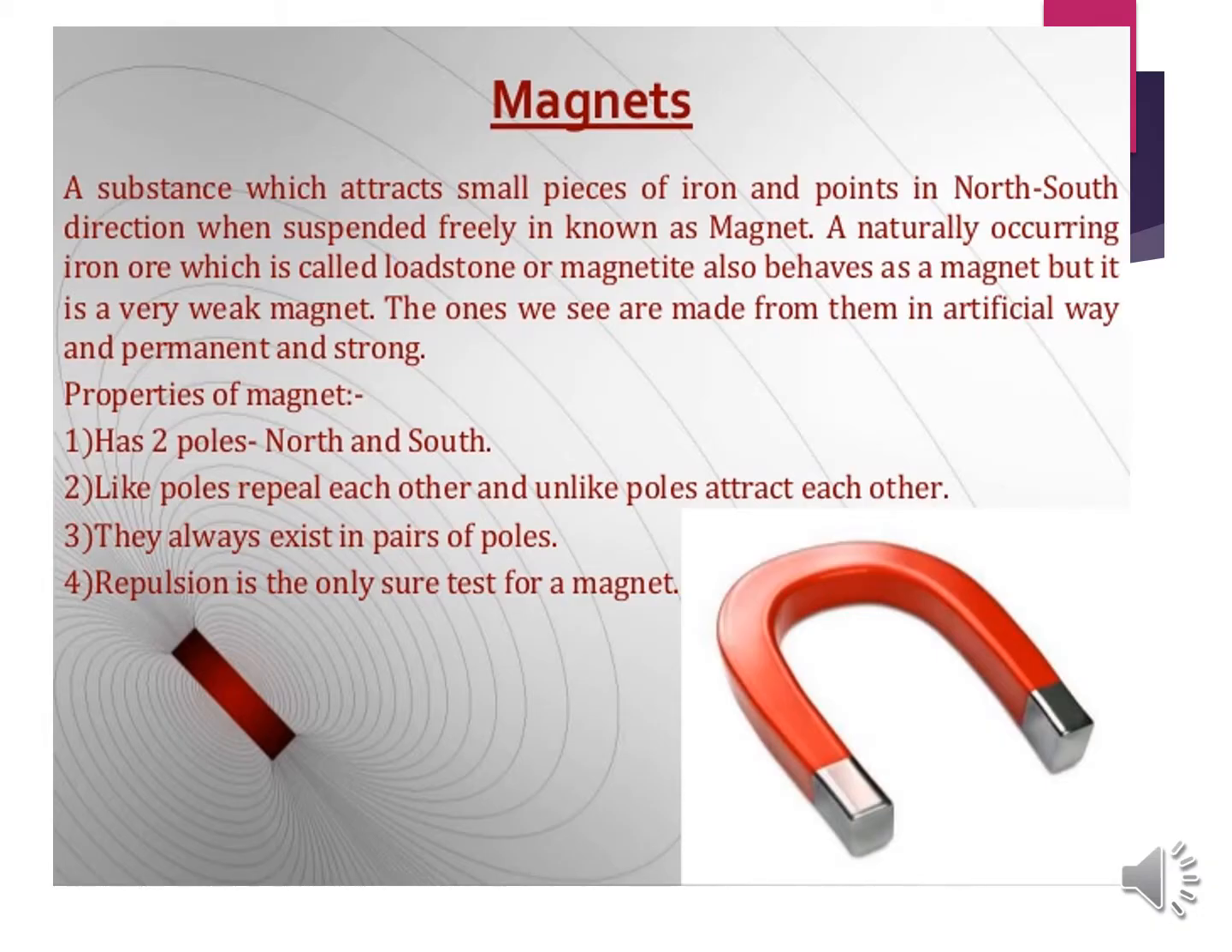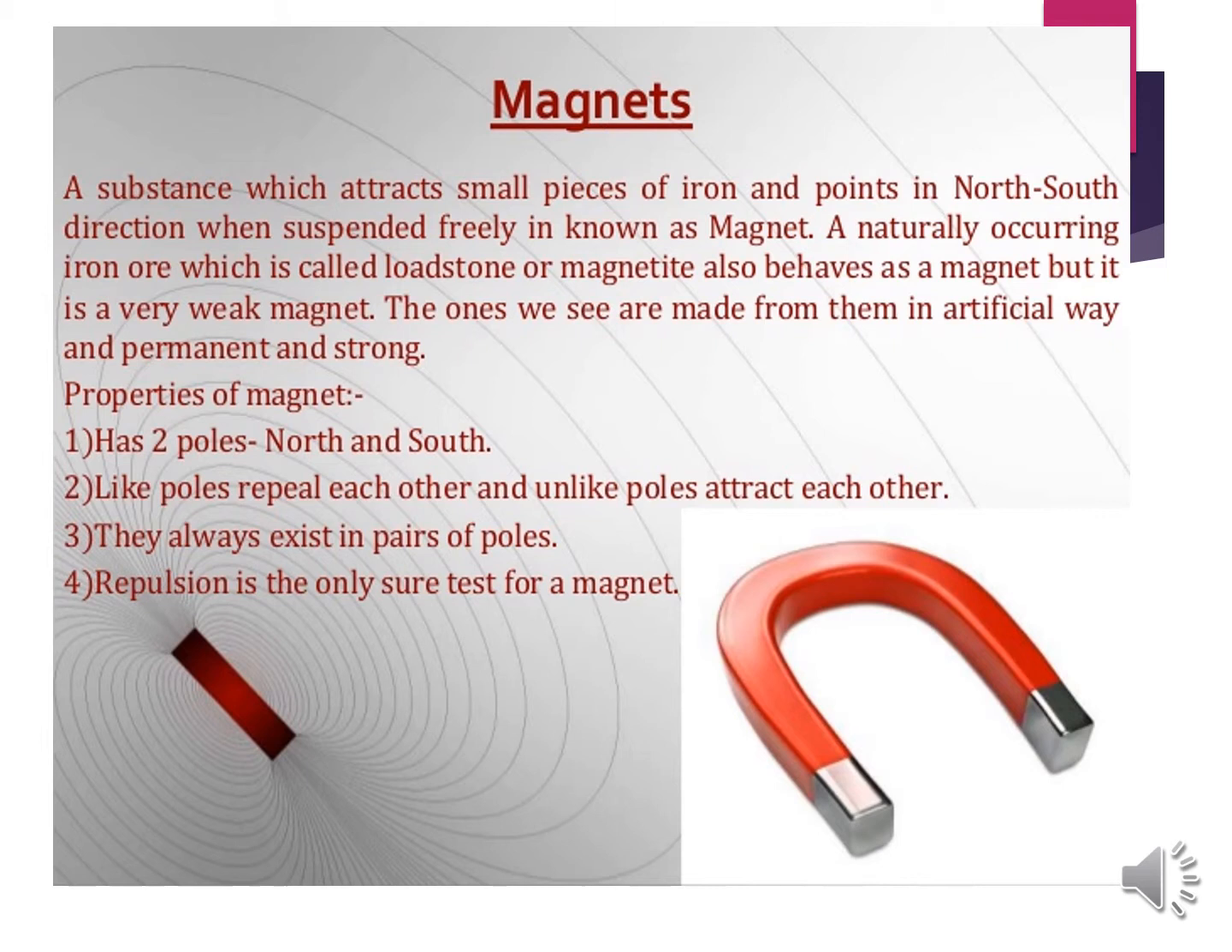In the previous chapter on electricity, we learnt about the heating effect of electric current. What could be the other effects of electric current? We know that an electric current carrying wire behaves like a magnet.